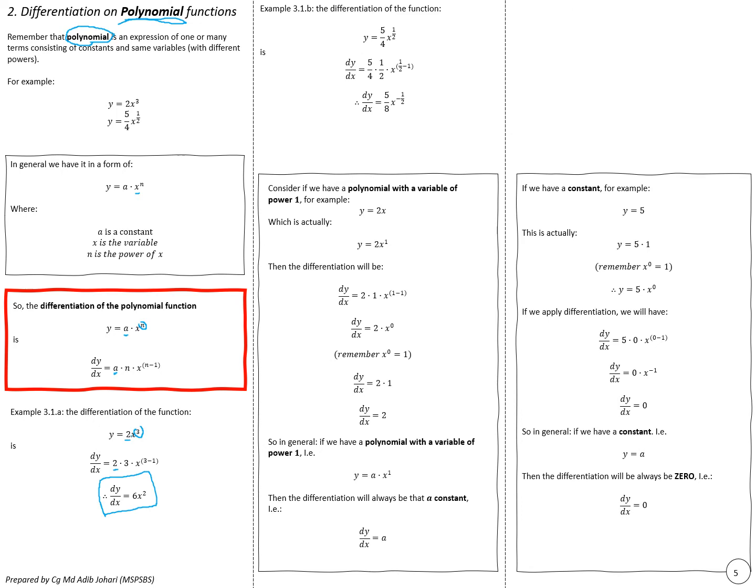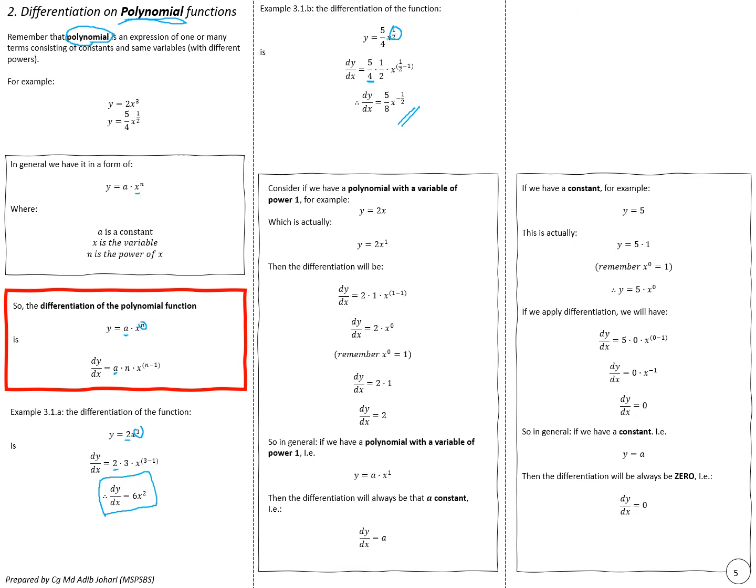Another example is 5 over 4 x to the power of half. 5 over 4 is a constant under multiplication here, so you just copy it and set it aside. Then the power you bring down. Half you bring down, multiply, you get 5 over 8. And then the power half, you always minus 1, you get minus half. So done. That is the differentiation of polynomial functions.